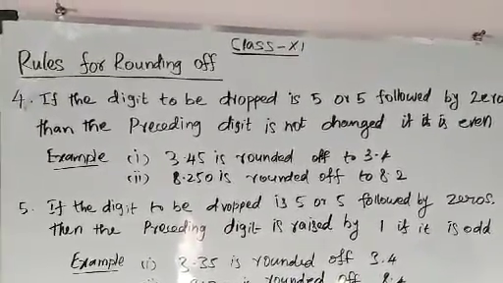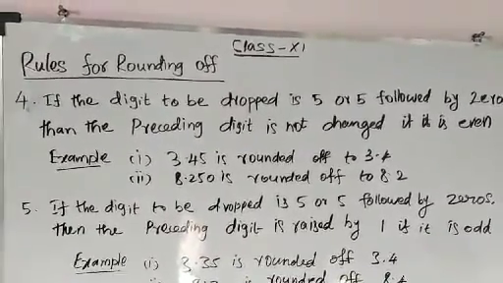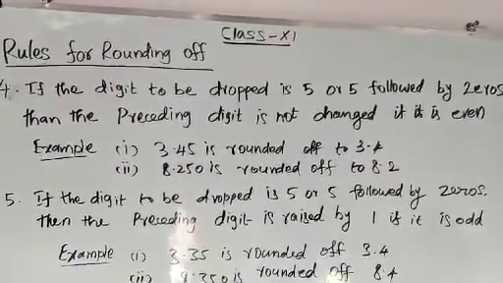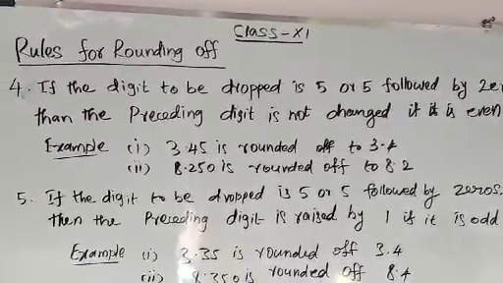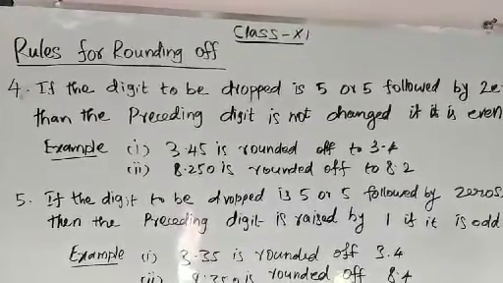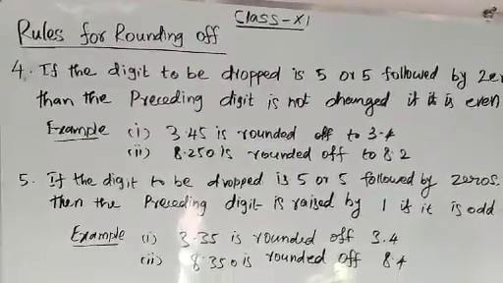Another example, 8.250, the last digits are 5 and then 0, but before the 5 it's an even number, so without changing, drop the 5 0, you should write the rounded off value 8.2.